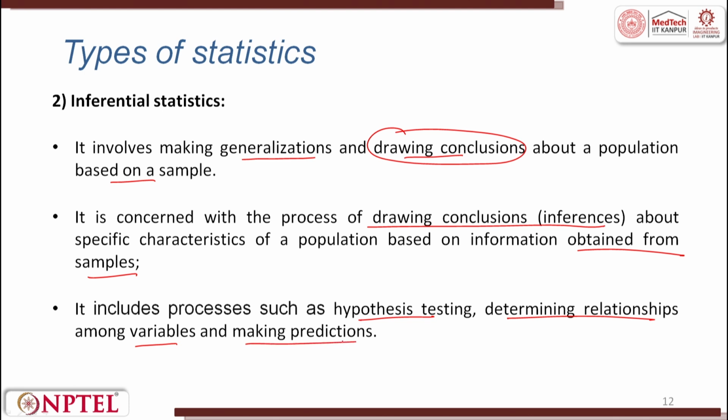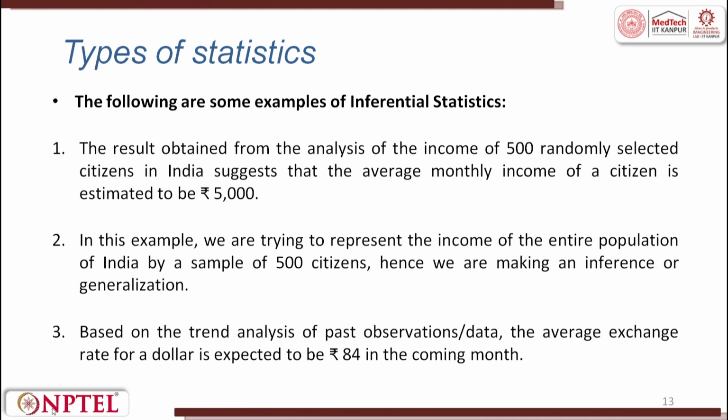It aims to provide reasonable estimates of unknown population parameters through statistical analysis based upon the sample that we have selected. Some example statements could be: the result obtained from the analysis of income of 500 randomly selected citizens in India suggests that average monthly income of a citizen is estimated to be rupees 5,000. So, 500 is my sample size and inference is average is 5,000. In this example, we are trying to represent the income of the entire population of India by taking a sample of 500 citizens. Hence, we are making an inference or generalization.